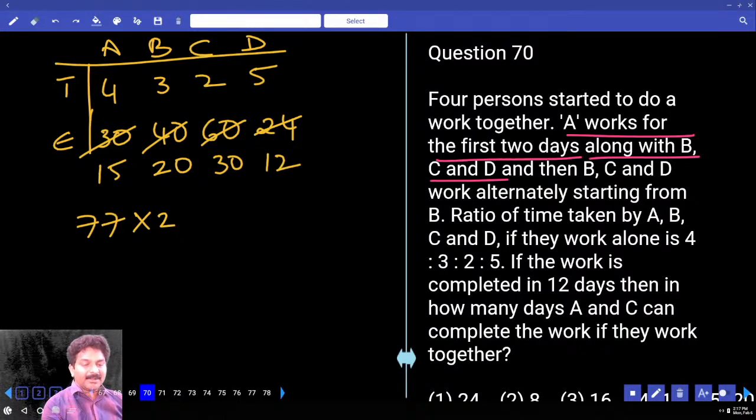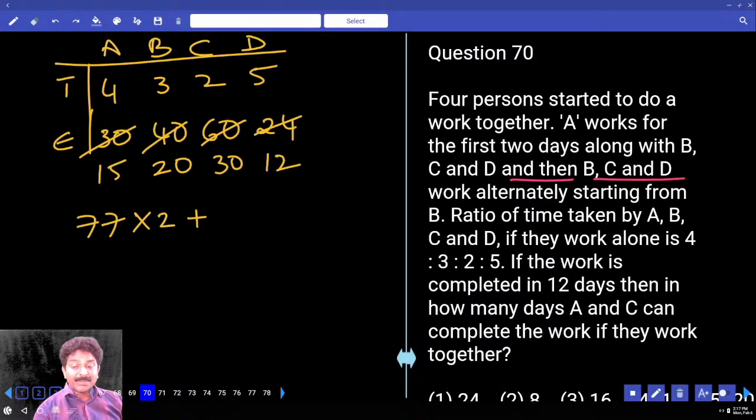Clear? Now, from then, how are they working? B, C, D work alternately starting from B. That means after 2 days, B will work on the 3rd day, on the 4th day C will work, on the 5th day D. Next, B, C, D. Like that they will work. Clear?